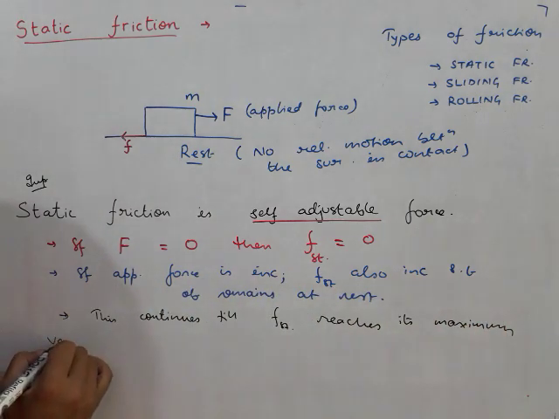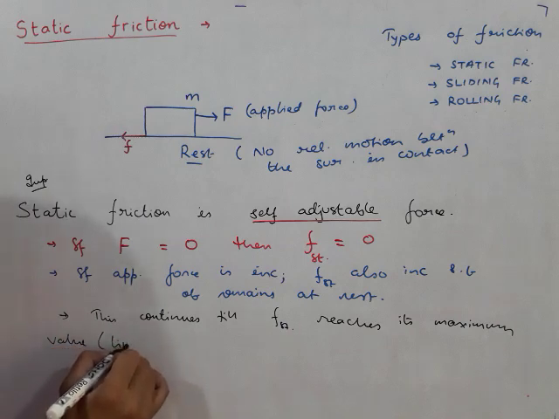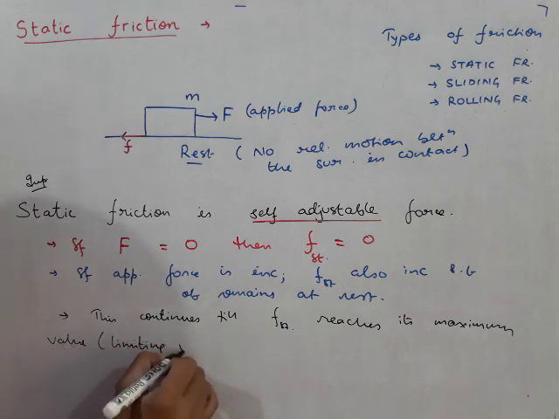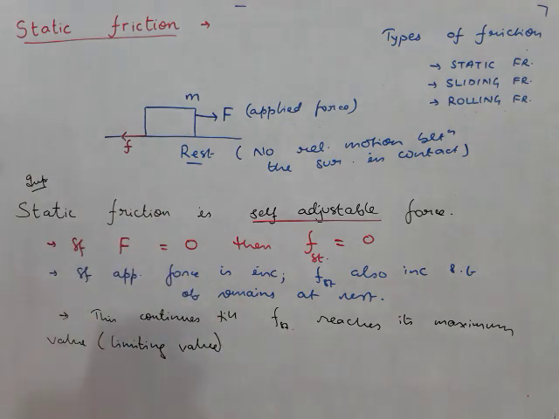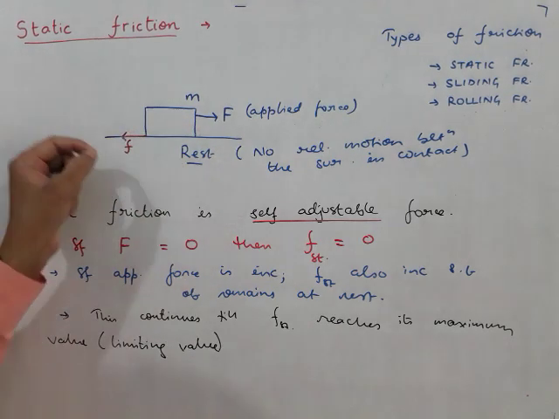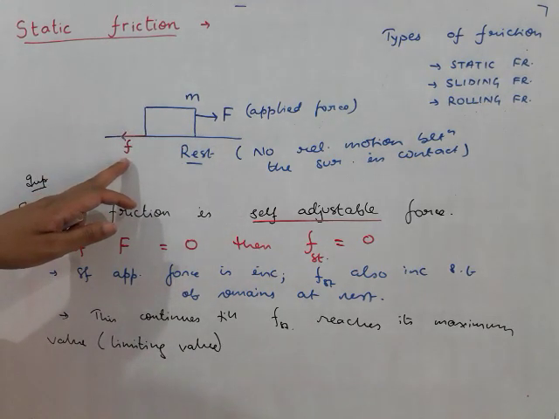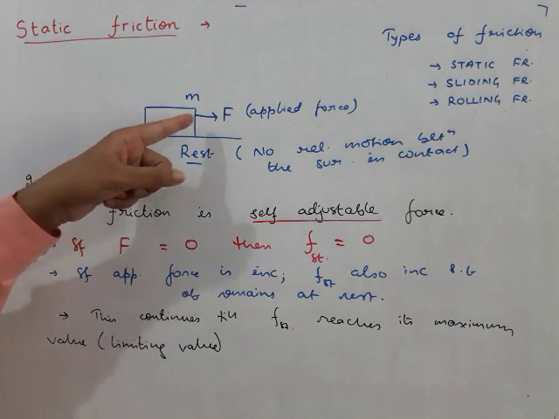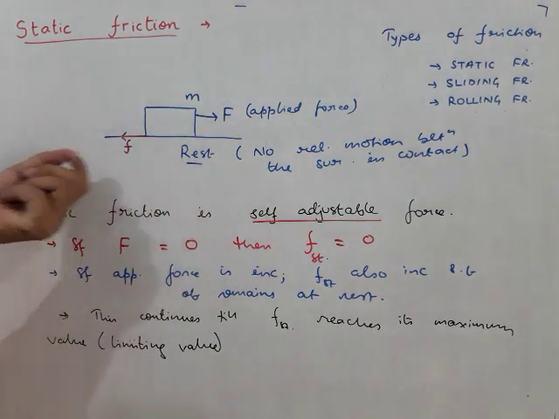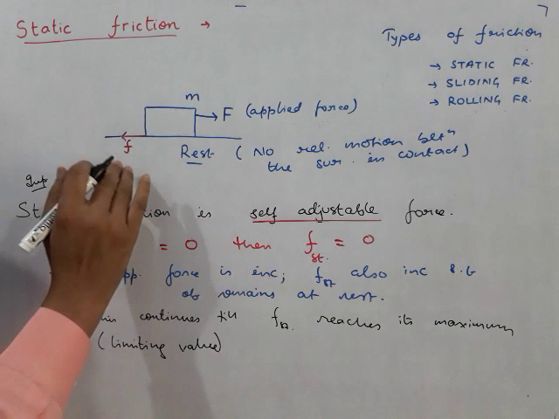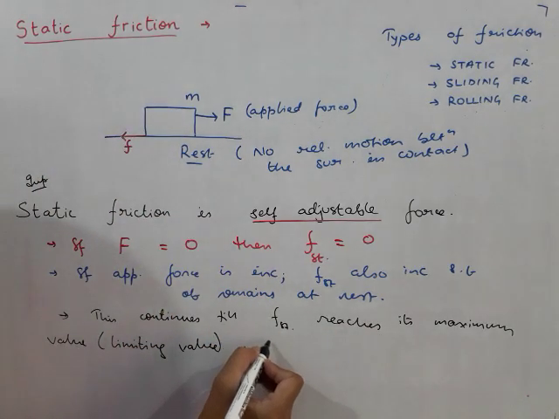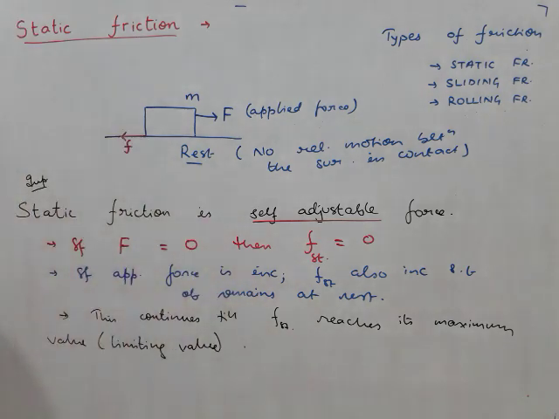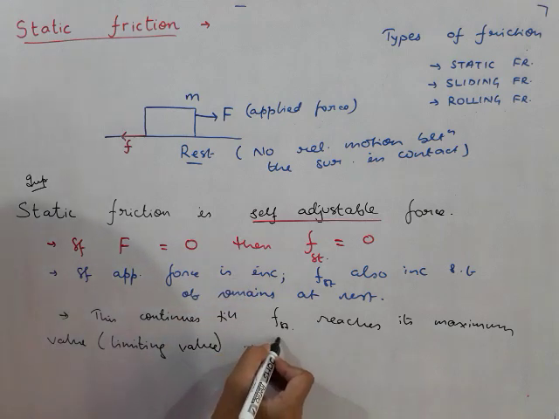Maximum value. This is also called the limiting value. What do I mean by this? I mean to say that there is a limit to which this static friction can increase. As you go on increasing your applied force, this static friction also increases till it reaches some maximum value that we call the limiting value. So this is called the limiting value of frictional force, which we will denote by F limit.